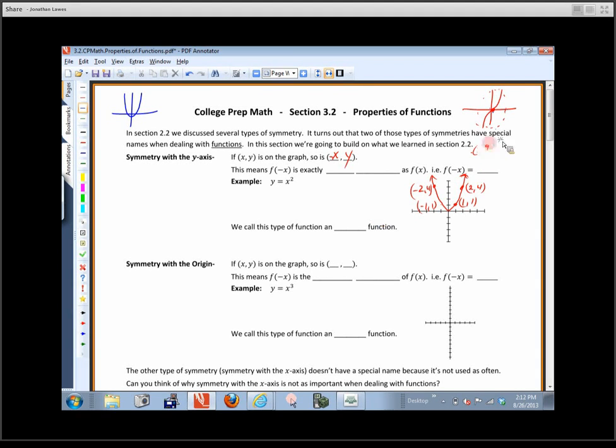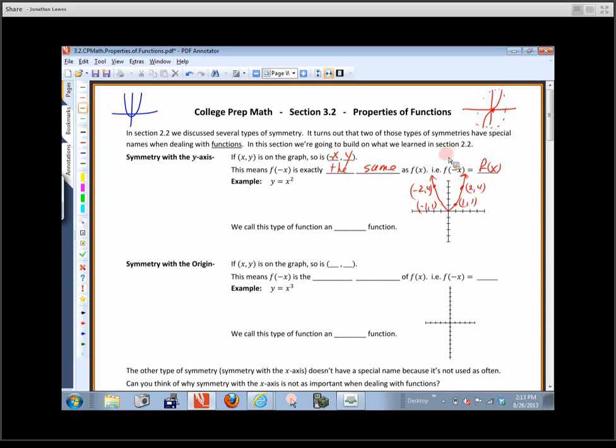Any graph that's symmetric with the y-axis works this way. It doesn't matter whether you go to the left or the right, you get the same function value. So if I go to 2, I get 4. If I go to negative 2, I get 4. Make sense? So what this means is f of negative x is exactly the same as f of x. So if you plug in a negative x, you get exactly the same as if you plugged in a positive x.